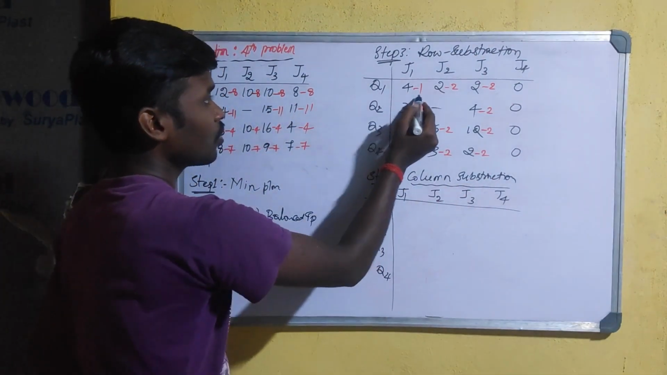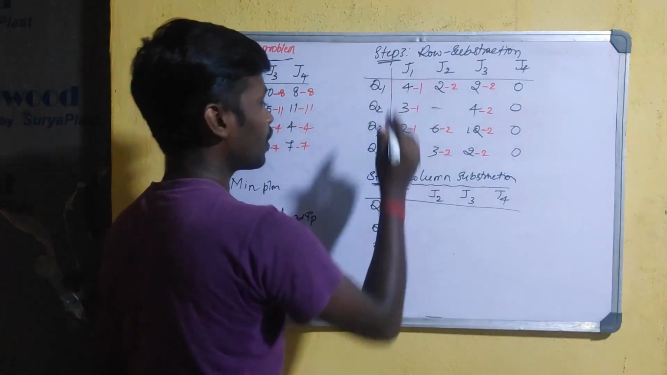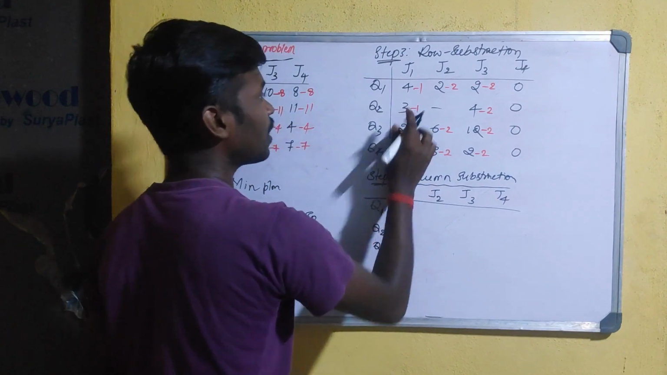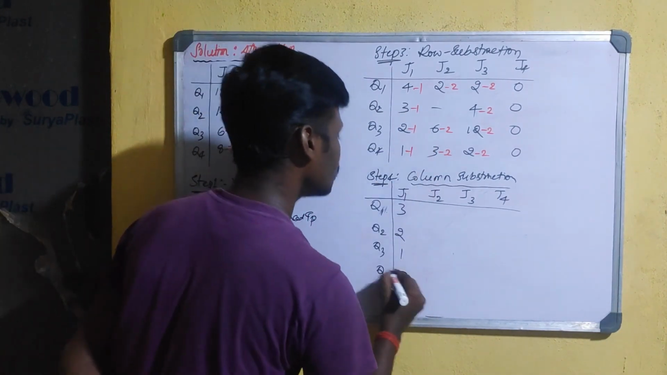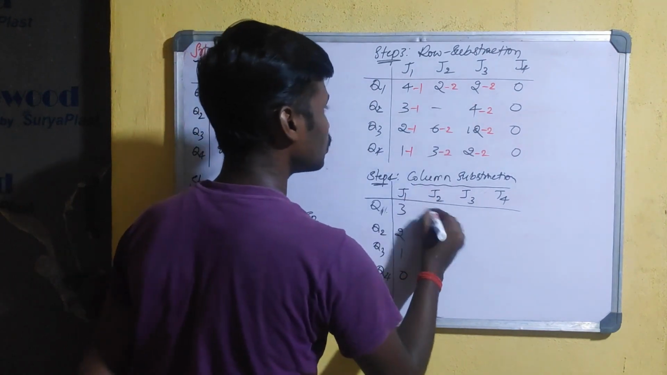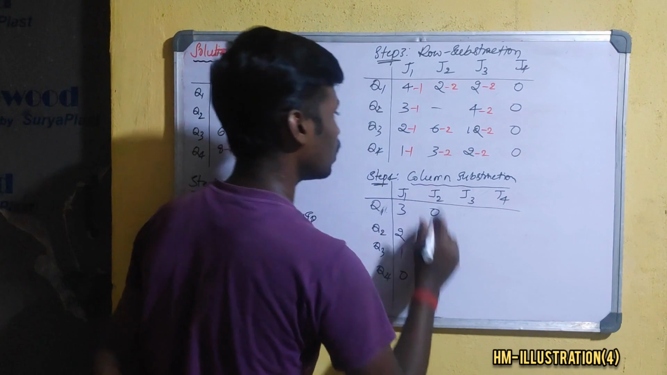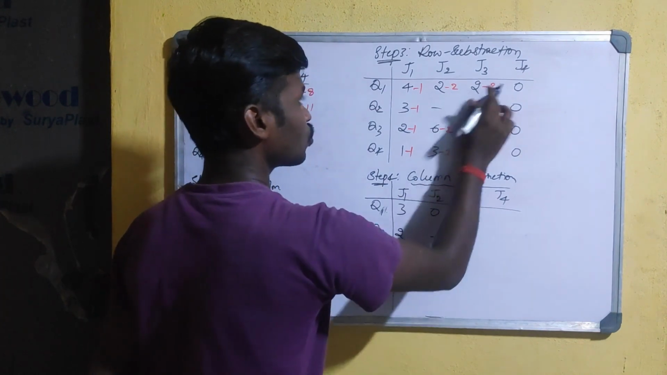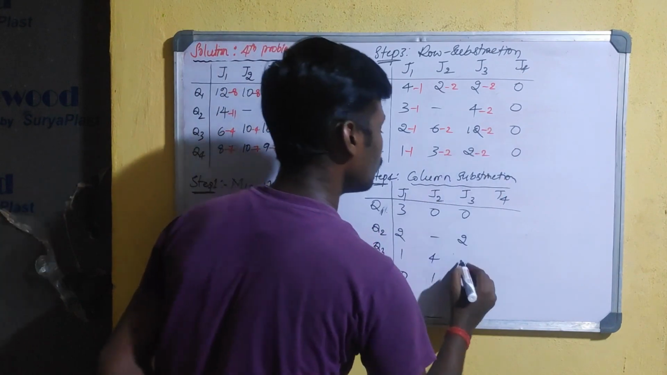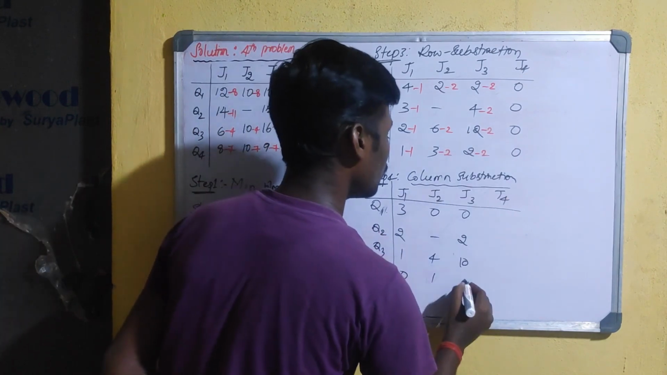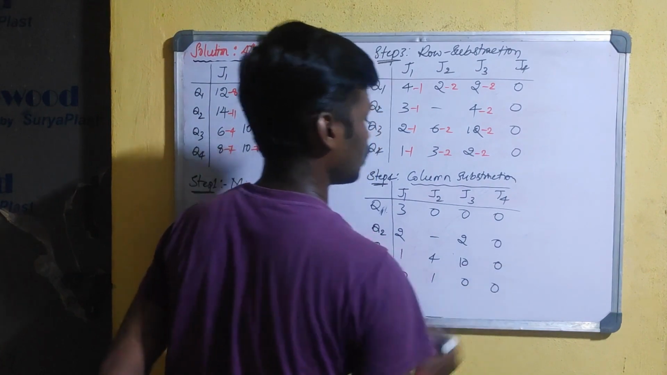Okay, see, we have to simplify this matrix to get the column subtracted table. So 4 minus 1, 3. 3 minus 1, 2. 2 minus 1, 1. 1 minus 1, 0. Next, 2 minus 2, 0. Next, we have to prohibit this cell. Next, 6 minus 2, 4. 3 minus 2, 1. 2 minus 2, 0. 4 minus 2, 2. 12 minus 2, 10. Next, 2 minus 2, 0. Next, we get all zeros.